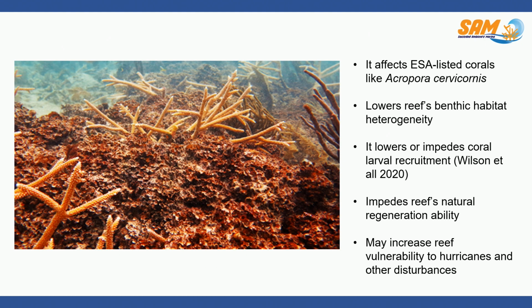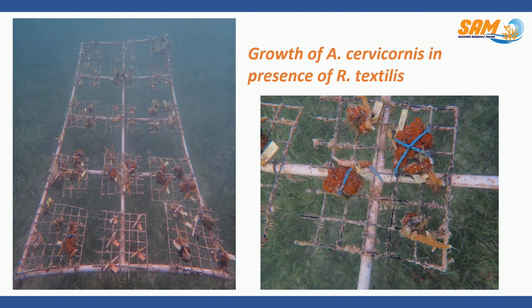It also may impede the reef's natural regeneration ability, making it less resilient, therefore making it more vulnerable to hurricanes and other disturbances. So we embark on the task of knowing how this coral, the Acropora cervicornis, behaves in the presence of Ramicrusta textilis. And by that, we constructed these table-like structures where we place these wire mesh grids into which we attach corals and the algae in different concentrations.